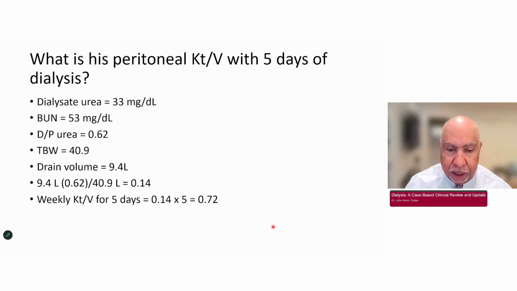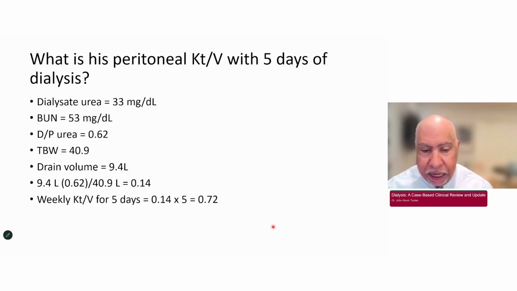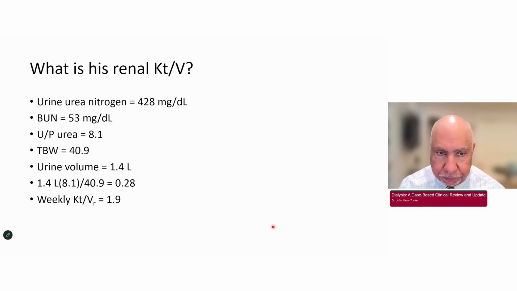So if you take his drain volume, multiply that by the D/P urea, and divide that by the total body water, that gives you the daily KT/V. In this case, it's 0.14. Multiply it by 5, and that will give you his weekly KT/V with 5 days of dialysis.